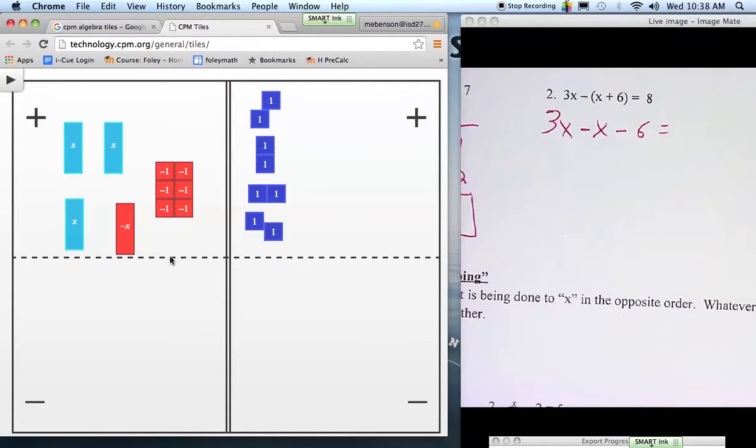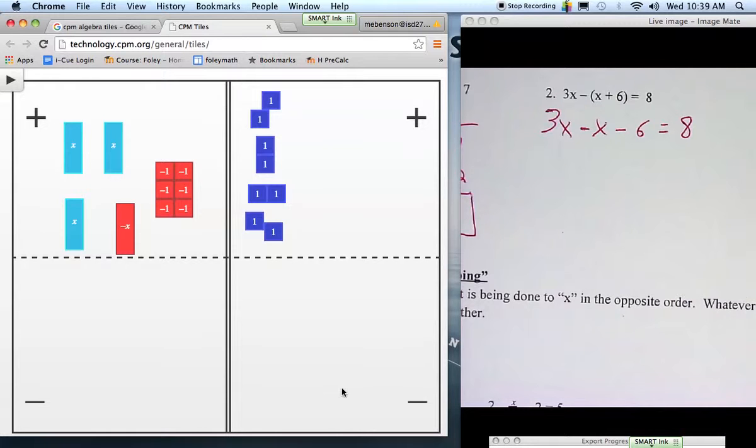And that's by far the most common mistake: forgetting to flip both of the things in that set of parentheses. They're both in the opposite region, so they both have to get flipped. The right-hand side didn't have anything in the opposite region, so I'm just going to copy that down. Copy down the 8.